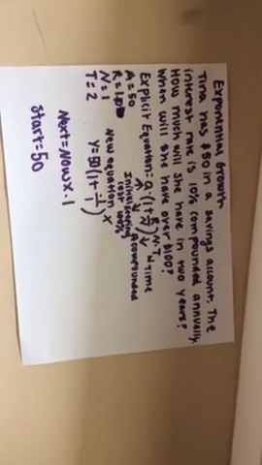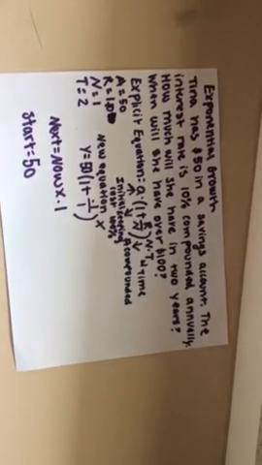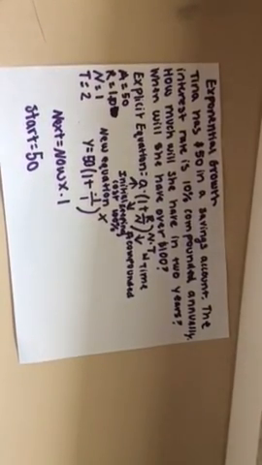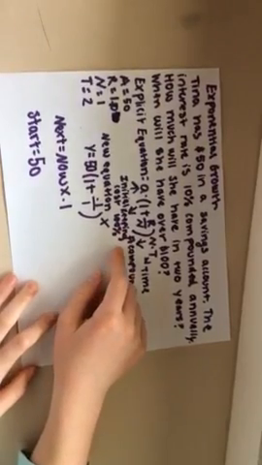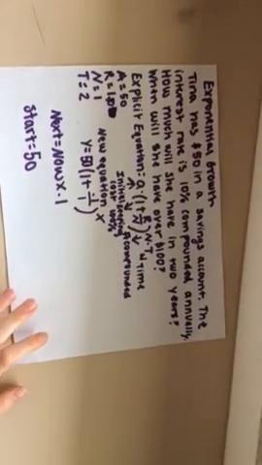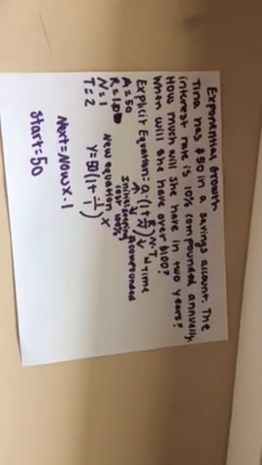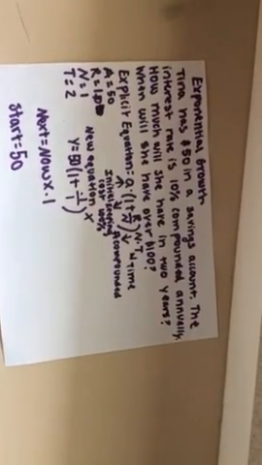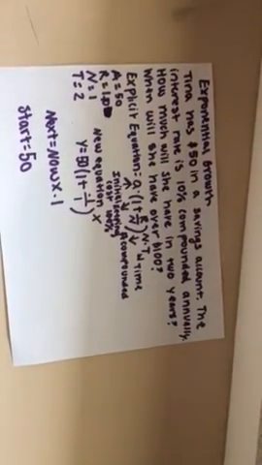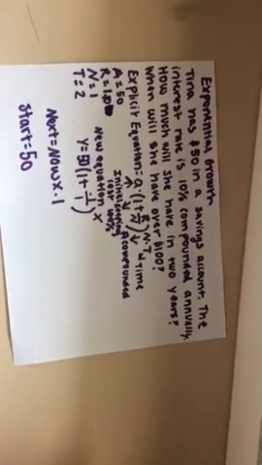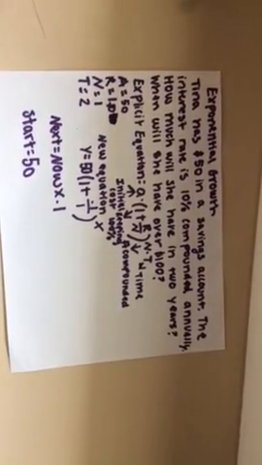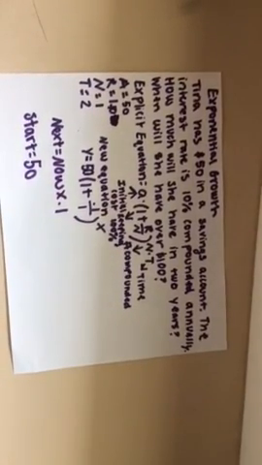So our explicit equation is a times 1 plus r over n to the n times t. So a is our initial cost, 1 is representing keeping 100% of our ratio, r is our ratio, n is our number compounded, and t is our time. So our new equation is y equals 50 times 1 plus 0.1 over 1 to the x. Our next equals now equation is next equals now times 0.1, and our start is 50.